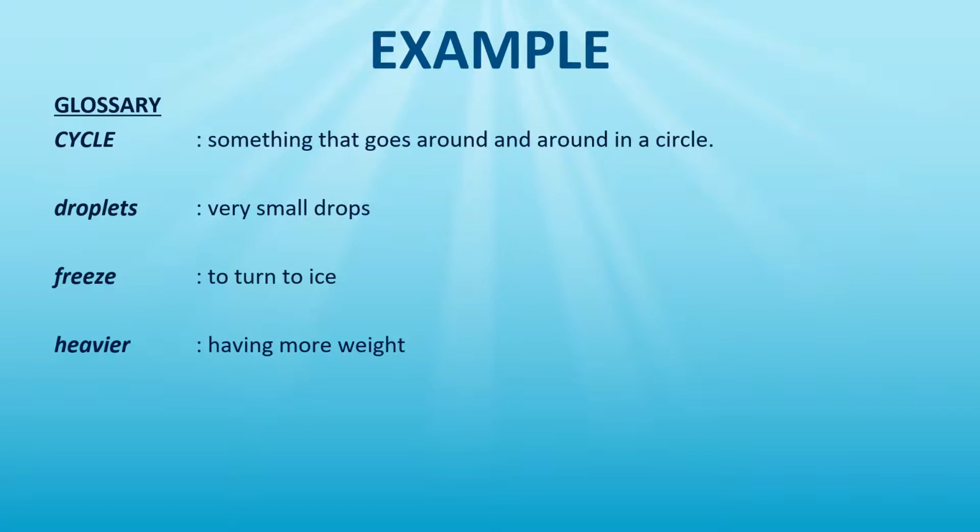Heavier. Heavier means having more weight. More and more weight means this packet of apple is heavy, but that packet of apple is heavier. You can say that is much heavier than the one I am holding. Next is water vapor. Water vapor means tiny droplets of water floating in the air. So you see water vapor in the air. When moisture is there in the air, you can see tiny droplets of water floating in the air.